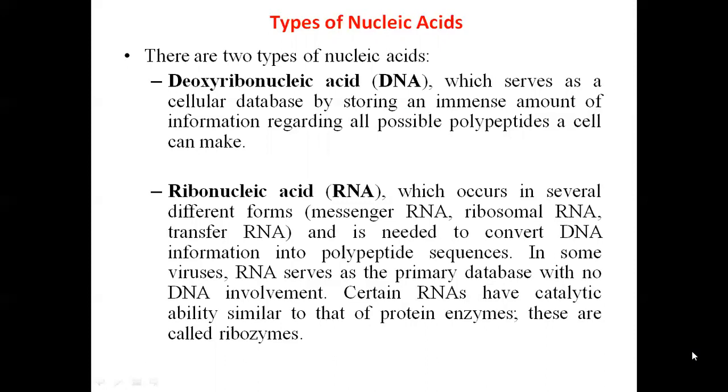As you know very well, the flow of information will always be from DNA to RNA by the transcription process and from mRNA to protein by the translation process. In some viruses, RNA serves as the primary database with no DNA involvement. You can give examples of many plant viruses and retroviruses where DNA is absent and RNA is acting as genetic material. Certain RNAs have catalytic ability similar to protein enzymes, and these are called ribozymes.